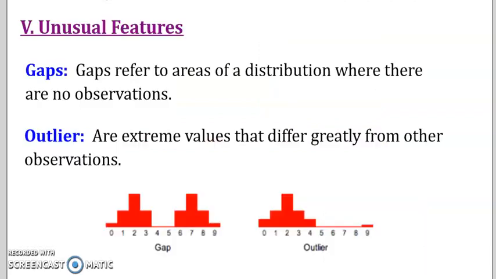Gaps in a graph. That means we have little bar heights of 0. So these are the unusual features we kind of prefaced earlier. If you see two separate clusters of data, that means there's a gap in between. And then an outlier, we kind of discussed this previously. An outlier is one or two or maybe three data points that really don't fit the norm for all the others.